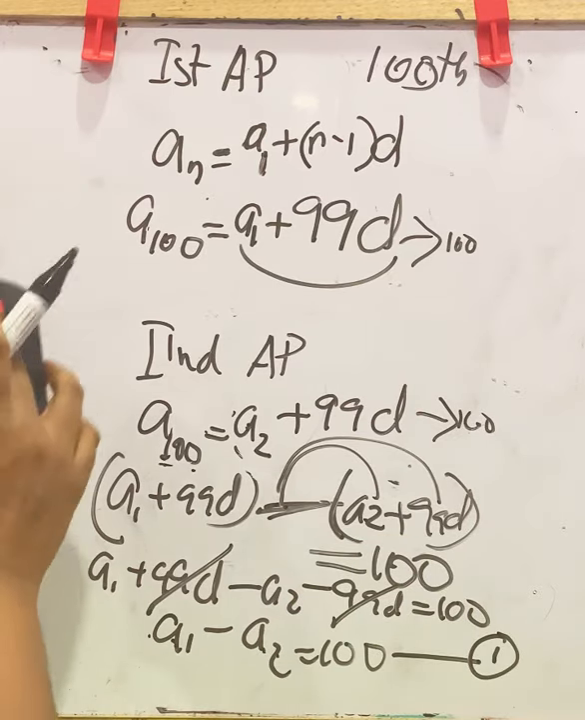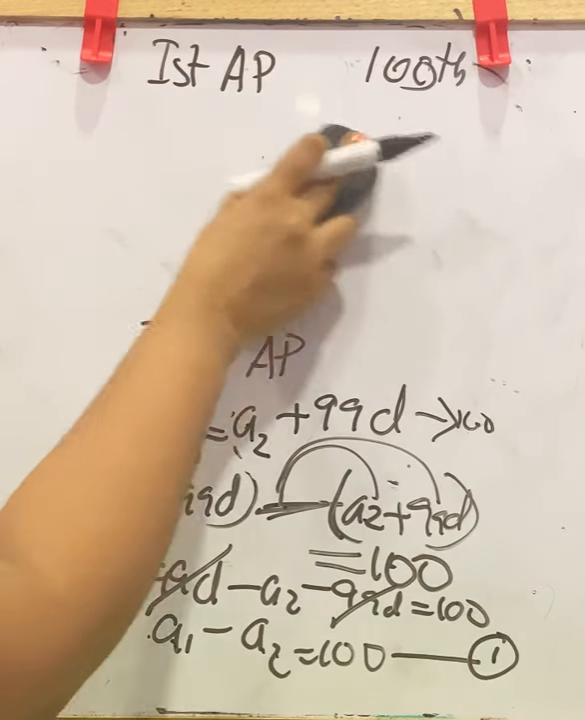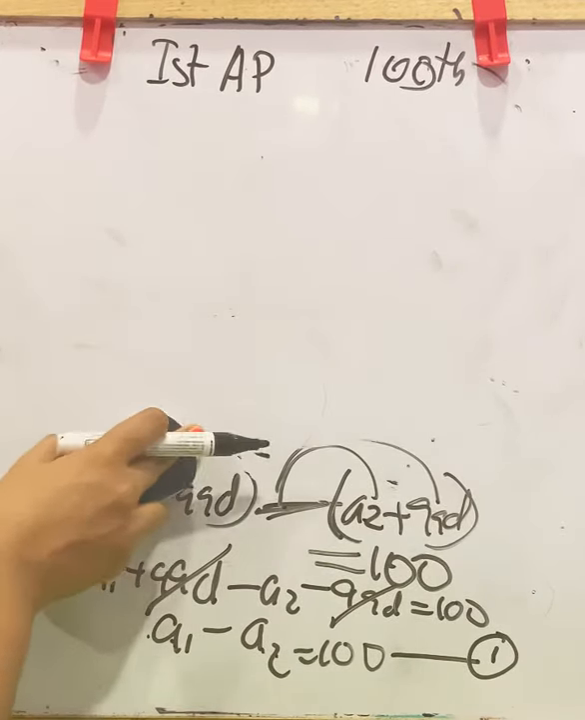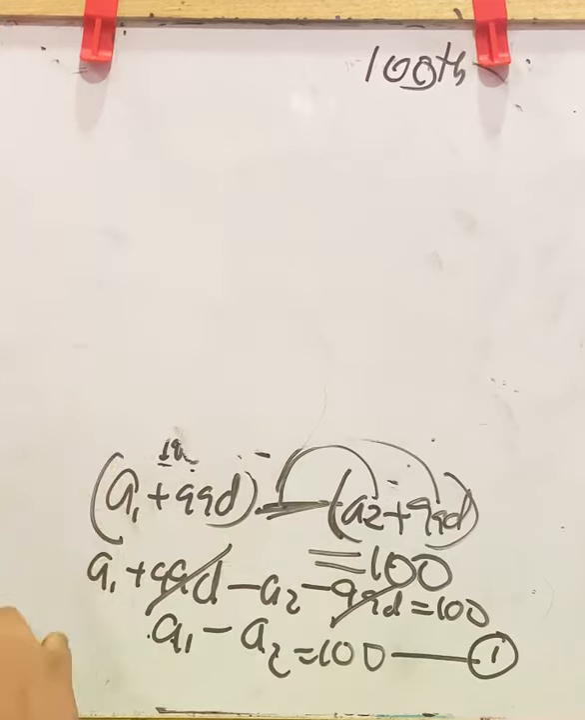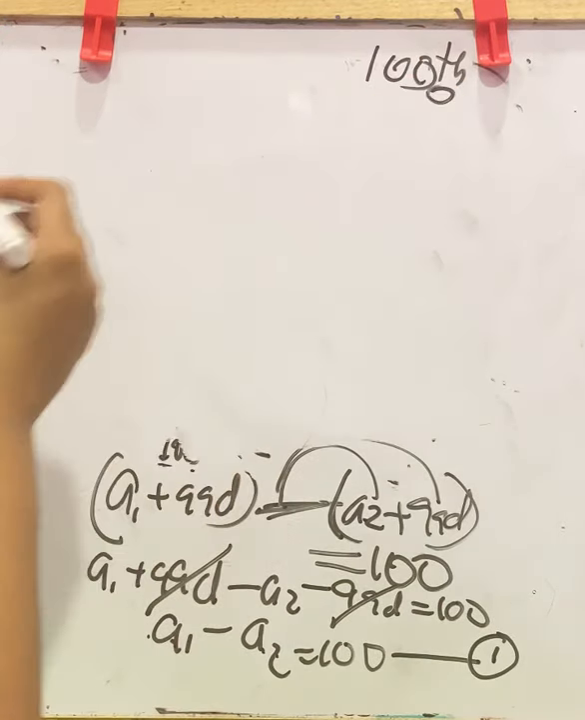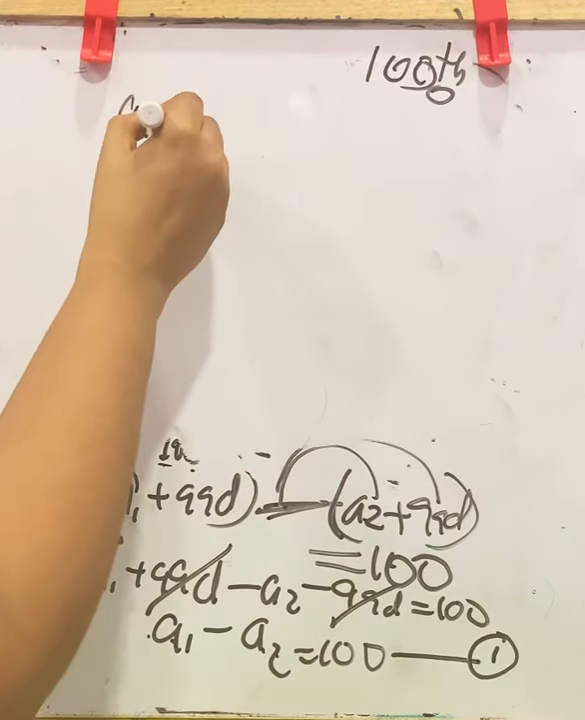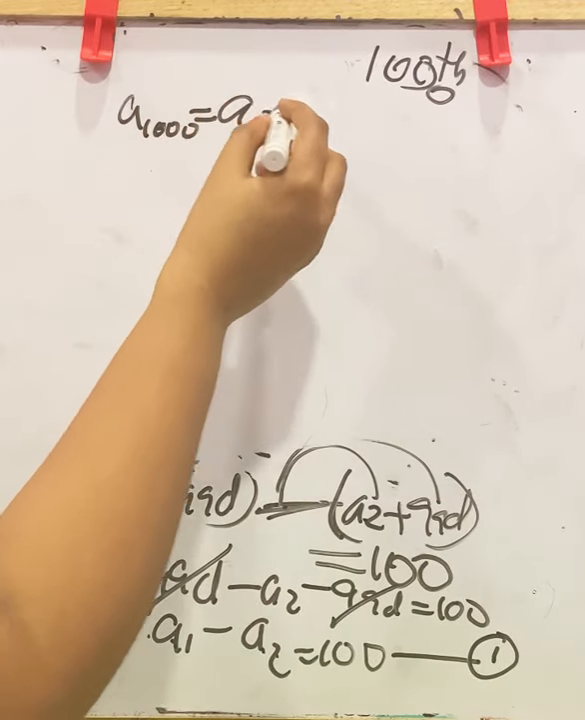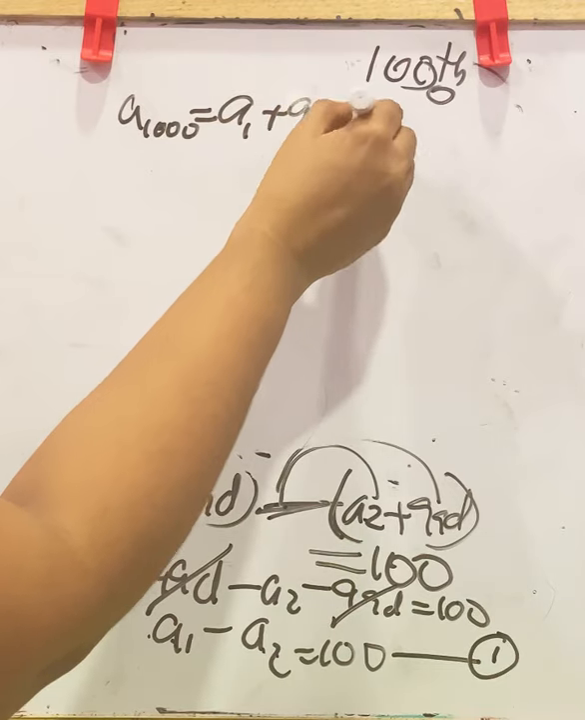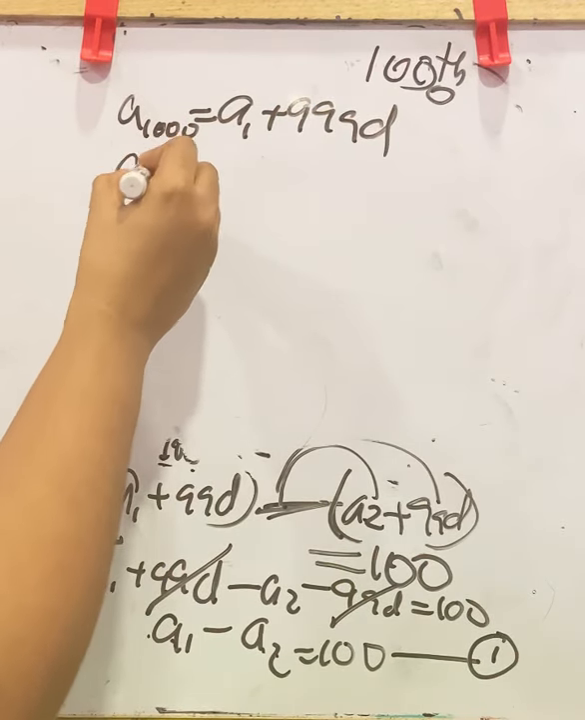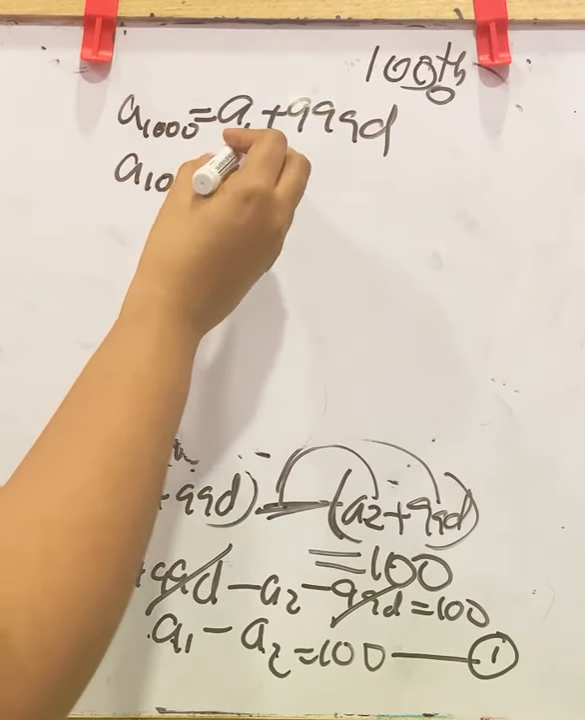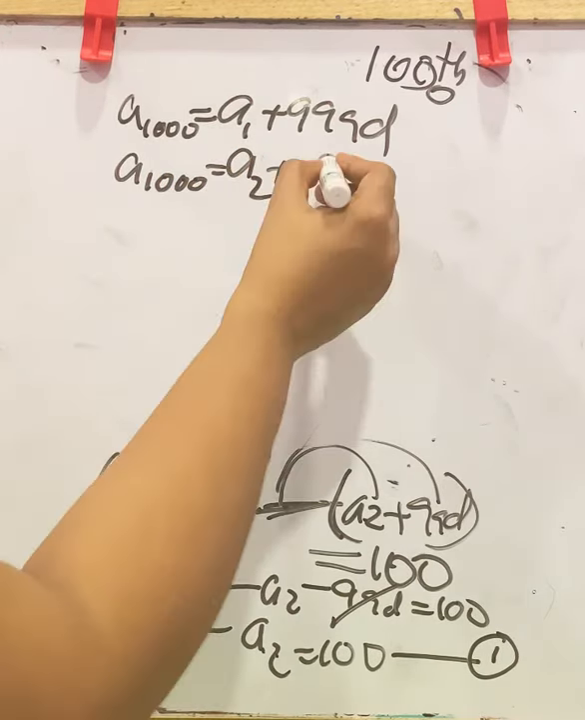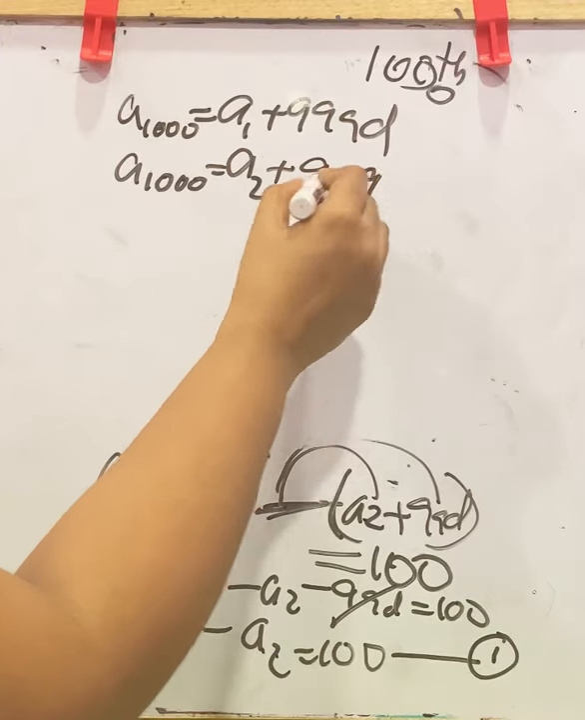Now one more hint is there. Next we have the hint on the 1000th term of both APs. So how will you write the 1000th term? Same as the 100th term. Now we are going to write the 1000th term. A1000 equals, again, A1 plus 1000 minus 1, which is 999D. For the other AP, A1000 equals A2 plus, because here let A2 be the first term, again n minus 1 means 999D.